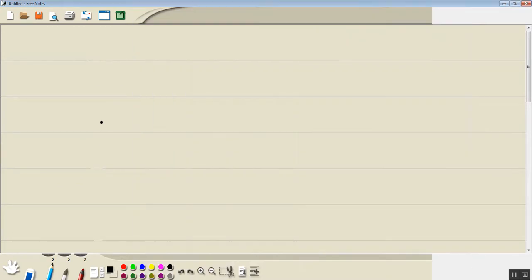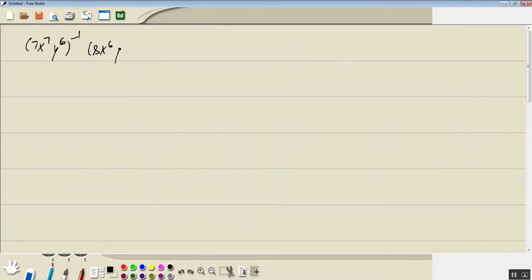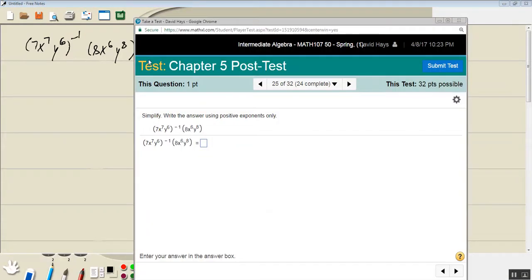Okay, so we got 7x to the 7th, y to the 6 to the negative 1 power, and we got 8, x to the 6, y to the 8th. 7x to the 7th, y to the 6, negative 1, 8x to the 6, y to the 8th. Okay.